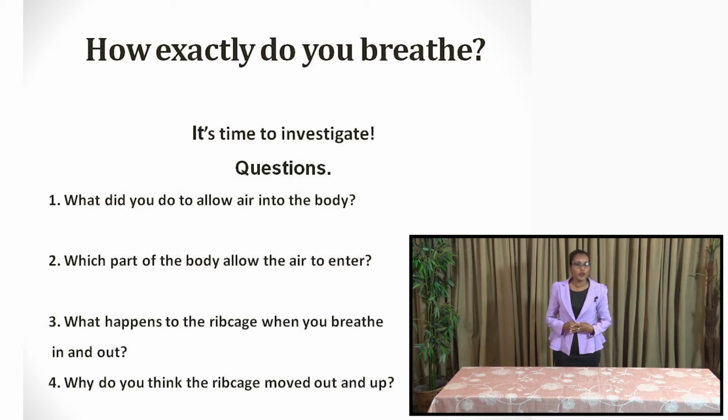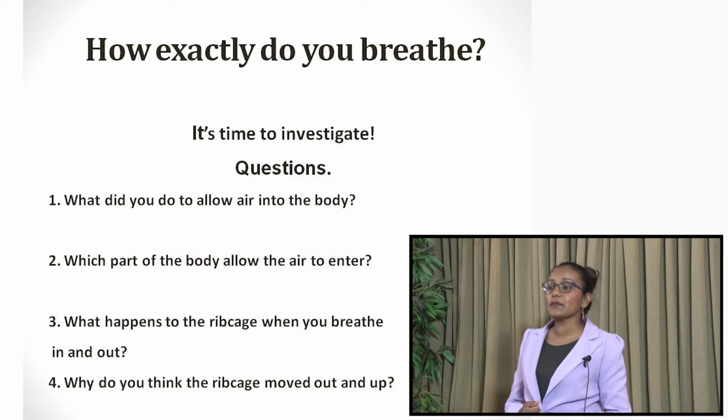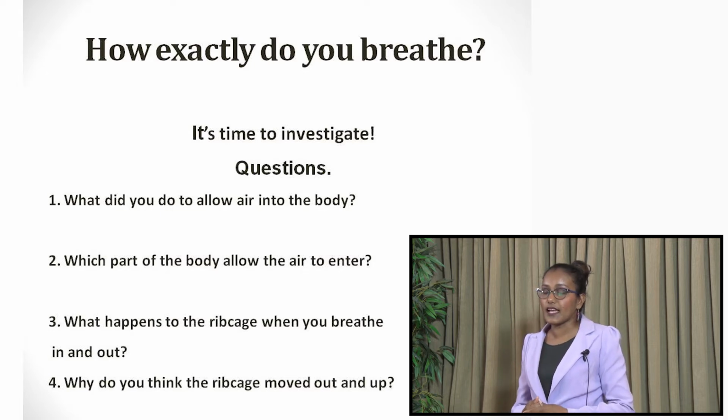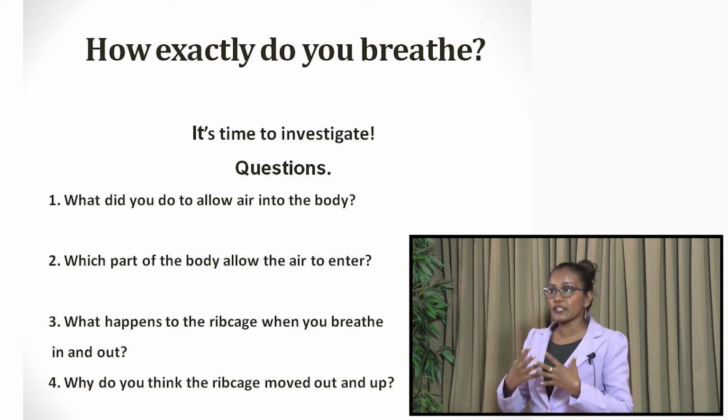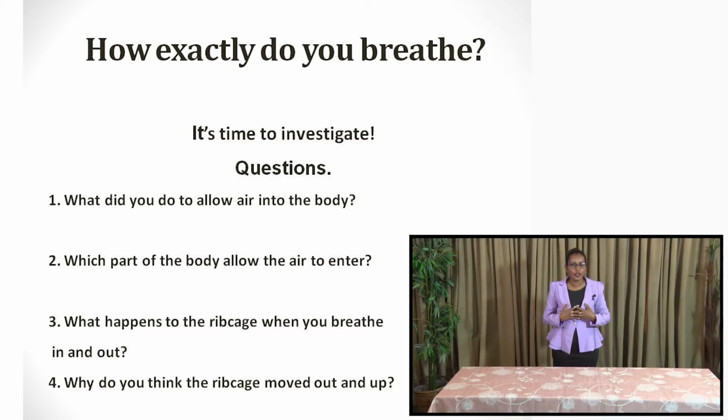Question 1. What did you do to allow the air to enter into the body? Correct. You breathe in. Which part of the body allowed the air to enter? Excellent. The nose. Question 3. What happens to the rib cage when you breathe in and out? As you said earlier, very good. When you breathe in, the rib cage moves out, and when you breathe out, the rib cage moves in. Question 4. Why do you think the rib cage moves out and up?